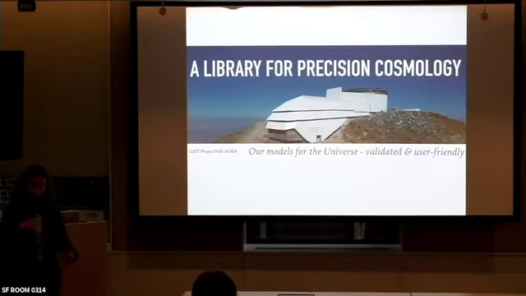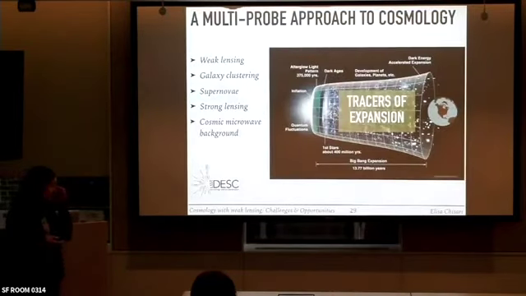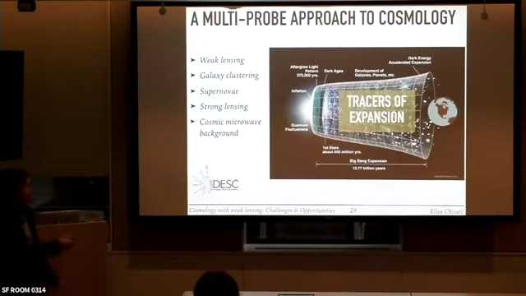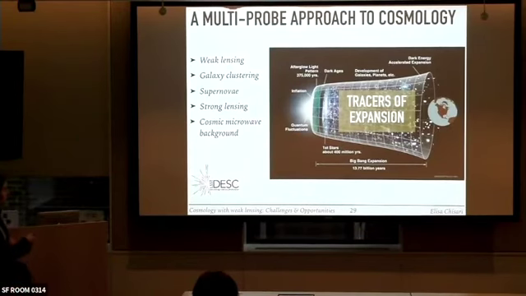And we're undergoing all the preparations to get ready to analyze the data from the survey, and part of that is building the theory pipeline for LSST. I told you that surveys will use a combination of different tracers of the expansion history of the universe to get the cosmological constraints. These are some of the ones that we'll be using for LSST: not only weak lensing, but clustering, supernovae, strong lensing, and the CMB.